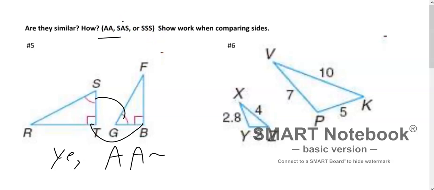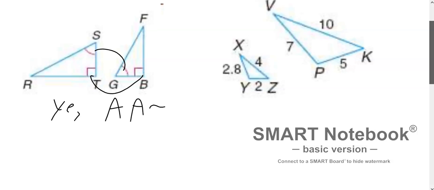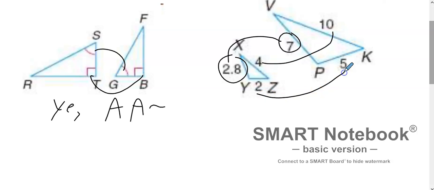What about number 6? Well, number 6, there are no angles marked. That pretty much rules out that one and that one. Now, we can't just say yes because we do have numbers to check, so we have to set up our proportions. So 2.8 looks like it goes with 7, 4 with 10, 2 with 5. So we have to do the math.